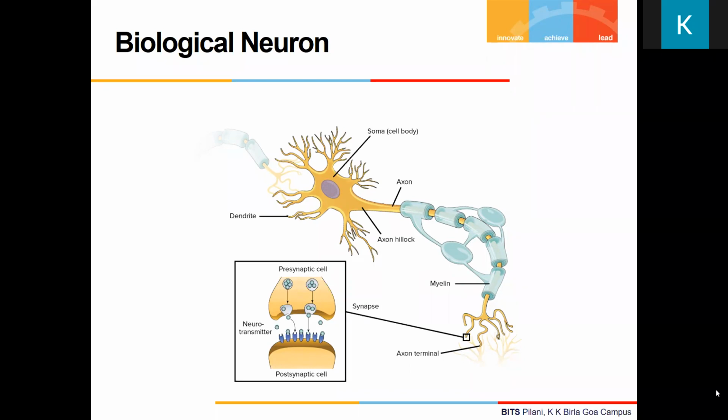Some chemicals are released from there. And those chemicals will get attached to the end of this body, which we call the dendrites. So this is kind of a lock and key mechanism. Chemicals come from this end and get attached here. So basically this guy will be activating the neuron connected to that.